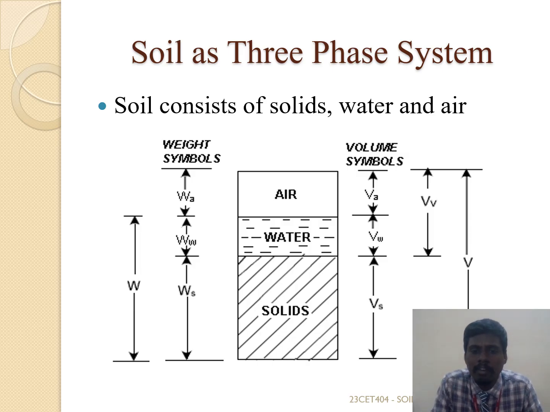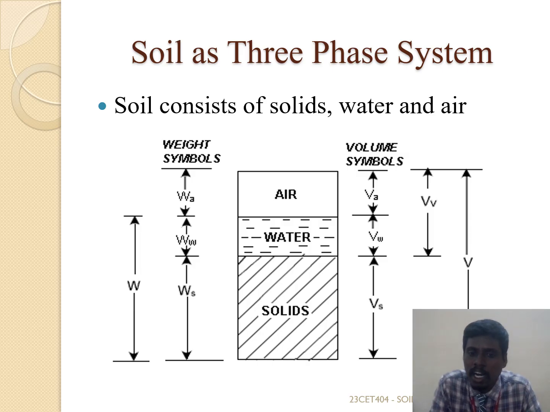So the weight of soil is equal to Ws plus Ww, that is, weight of solids plus weight of water. So totally W equals Ws plus Ww. In terms of volume, the volume of solids is represented as Vs, the volume of water as Vw, and the volume of air as Va.